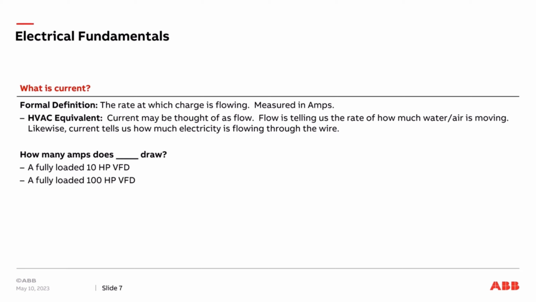Let's look at a fully loaded 10 horsepower three-phase VFD: 14 amps for a 480 volt system. And a fully loaded 100 horsepower VFD at 480 volts will draw 124 amps. As horsepower went up, the amount of current went up.